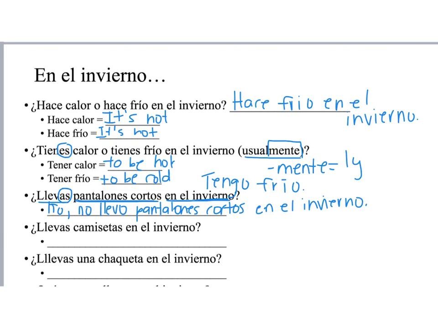Notice I used no twice. One is the head shaking no. I'm answering yes or no. The other, that's this no right here. The other no is to say don't. Head shake no, no. And then to say I don't wear, I put the other no.